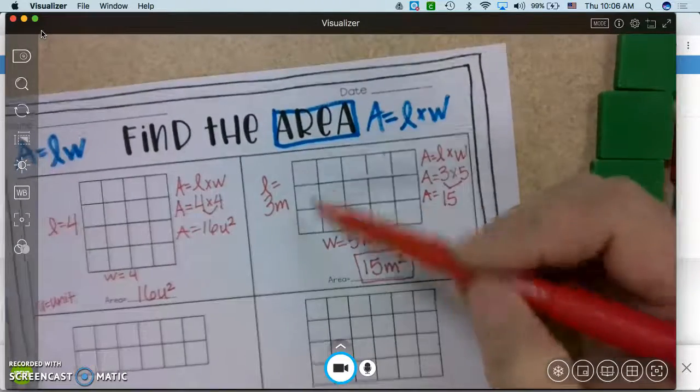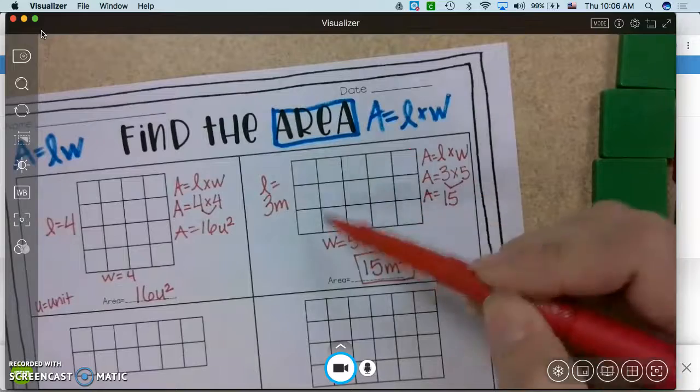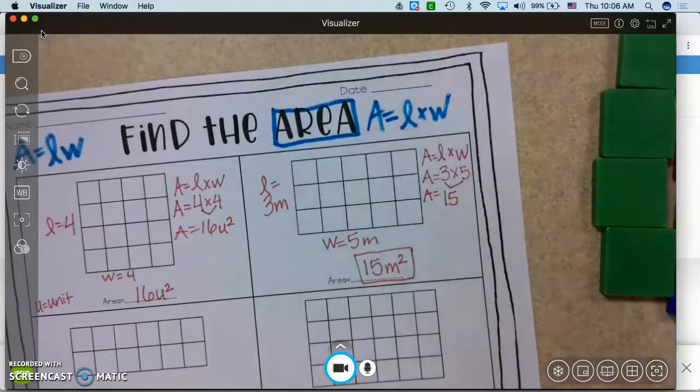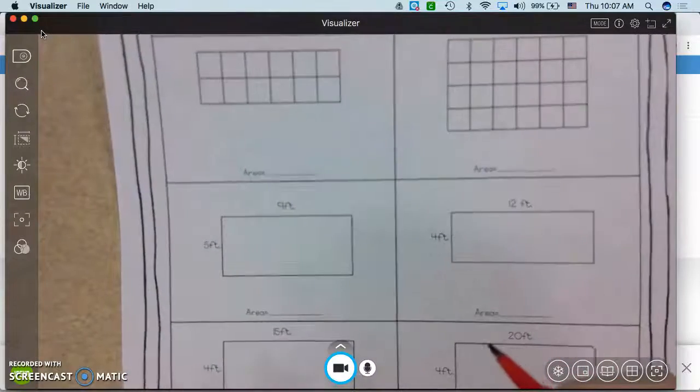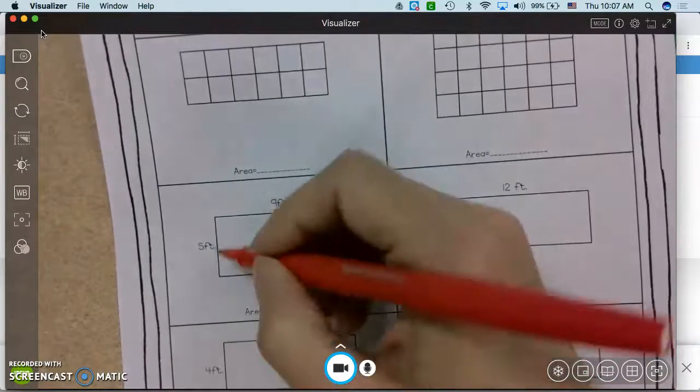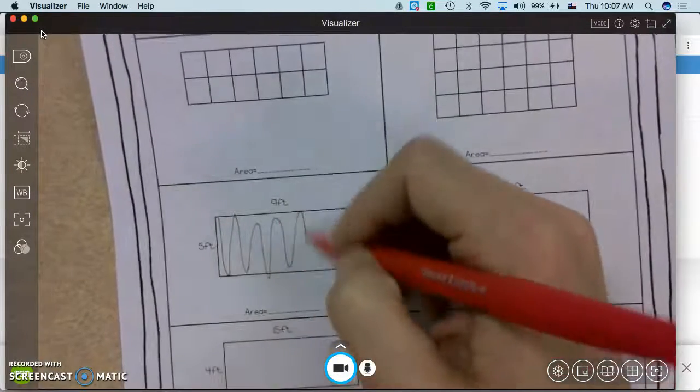So area is the amount of space inside. So there's 15 squares to fill up this rectangle. Let's look down at this model. Model is a fancy word for picture. And we want to find the area, which is the space inside of here, right? Yes.